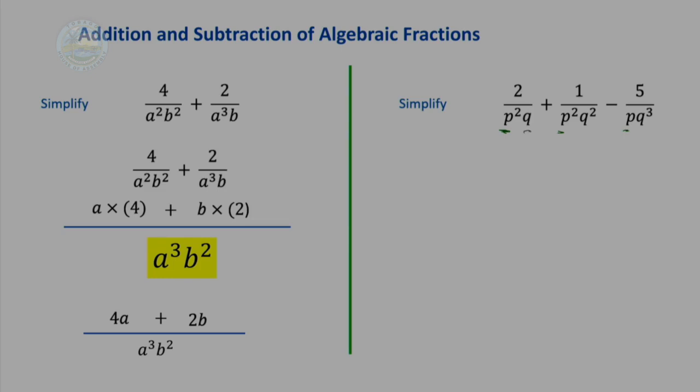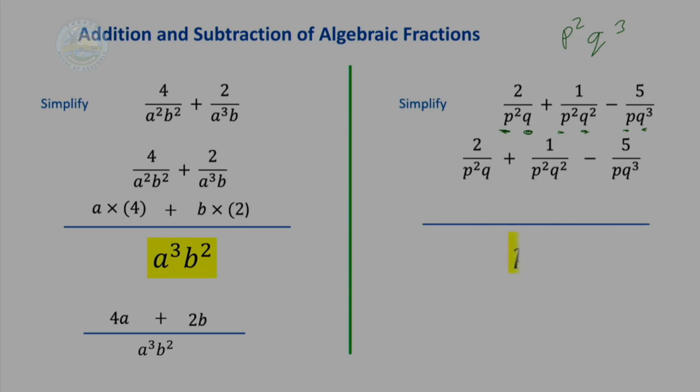And for my q's, I have q, q squared, q cubed. The contributor is going to be the one with the biggest or largest power. So it's going to be p squared and q cubed. So let's see. Lowest common denominator, that's our problem again. The lowest common denominator is p squared q cubed.